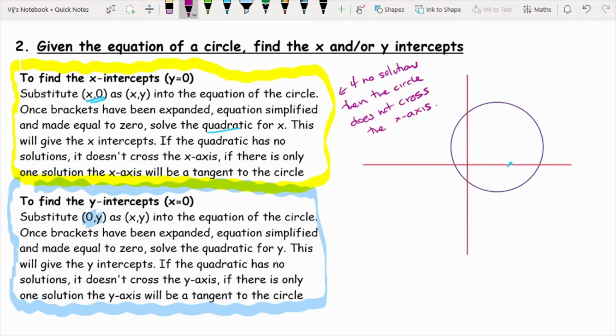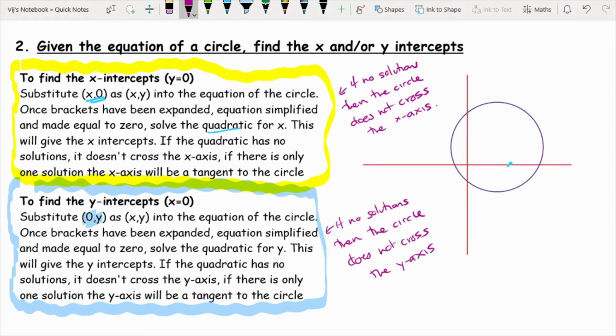Now again, we'll move on to these types of questions from before. If you find that there's only one solution, then that will therefore show that the y-axis or the x-axis is a tangent to the circle. So if there are no solutions, then the circle does not cross the y-axis. And again, sometimes you might get asked to prove that it does, sometimes you might get asked to prove that it doesn't.